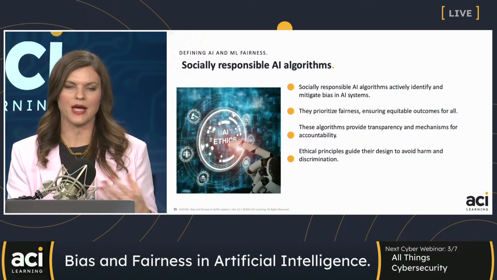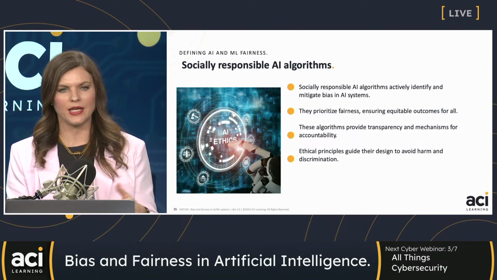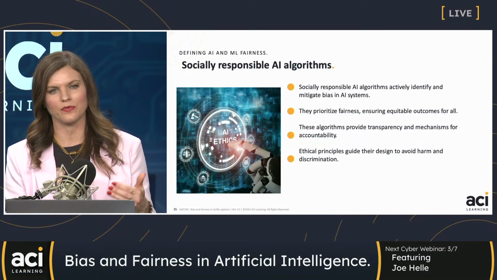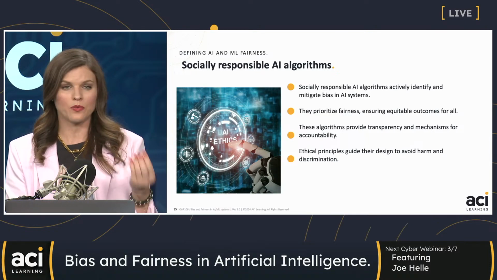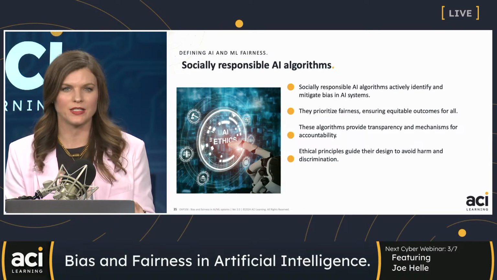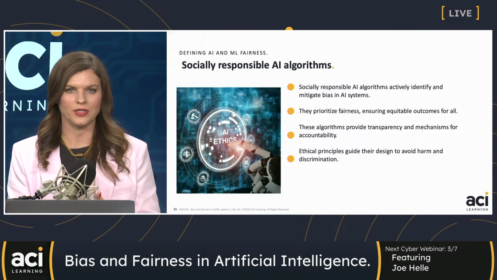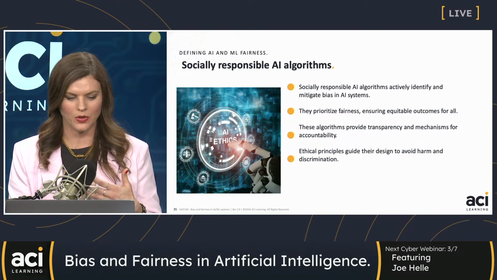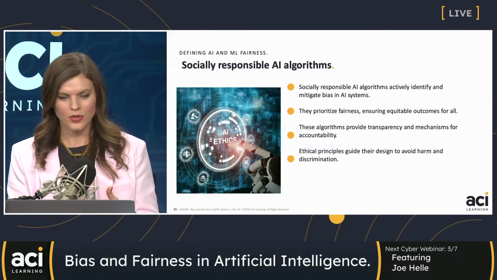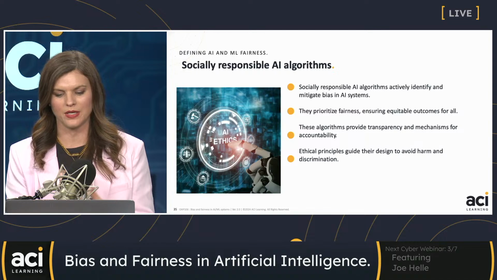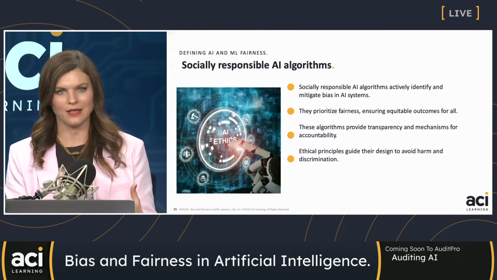So we're looking at mechanisms for accountability and having those mechanisms really built into these algorithms, allowing for that key oversight and recourse in the case of errors or bias being identified. And then just generally guiding with ethical principles, having these AI systems be able to really emphasize the importance of avoiding harm and discrimination and really promoting the well-being of individuals and society as a whole.